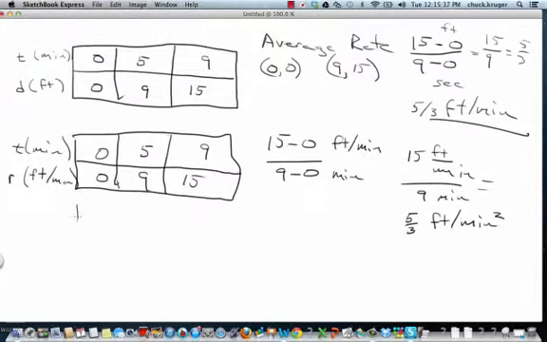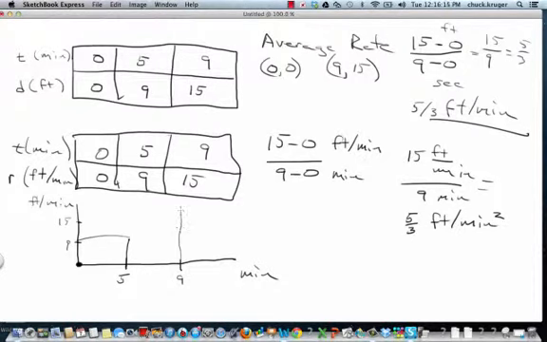Well, what I can do here is I can use the idea of Riemann sums. And I'll use a right Riemann sum. I think it's a little bit easier. So here I have 5 minutes. Right here I have 9 minutes. And these are minutes. And up here I have my rate. I have 9, and then I have 15, and these are feet per minute. And right here I have 5, 9, and I have 9, 15.